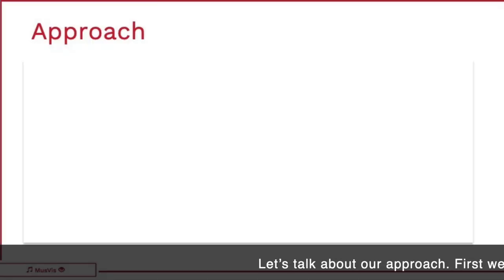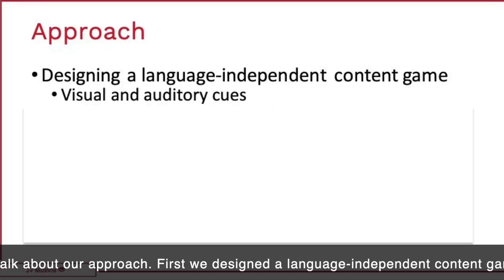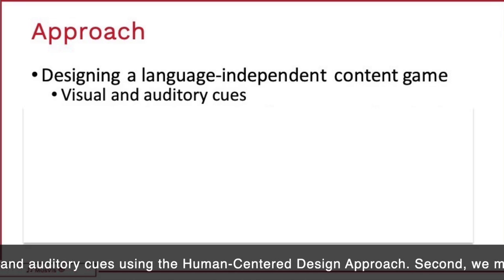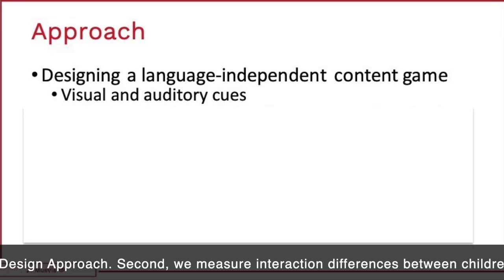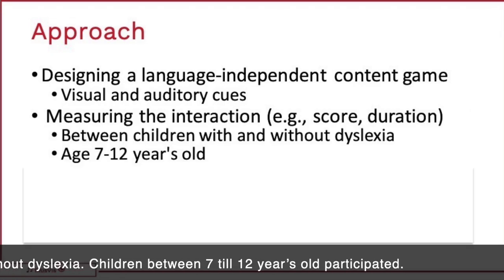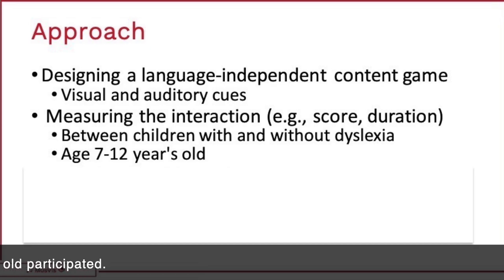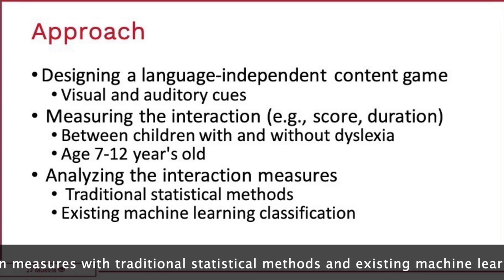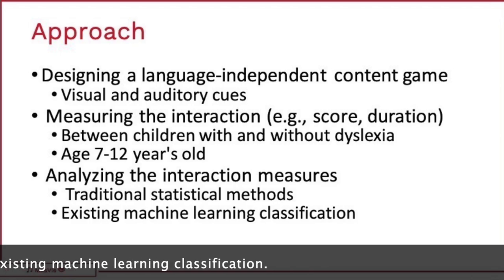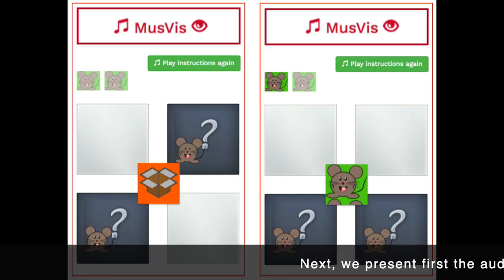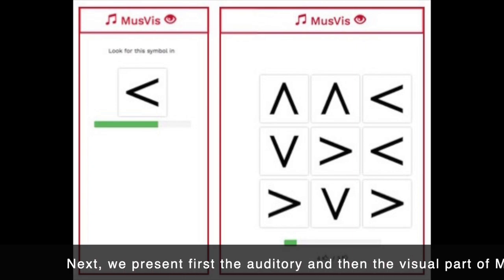Let's talk about our approach. First, we designed a language-independent content game with visual and auditory cues using the human-centered design approach. Second, we measured interaction differences between children with and without dyslexia. Children between 7 and 12 years old participated. Finally, we analyzed the interaction measures with traditional statistical methods and existing machine learning classification. Next, we present first the auditory and then the visual part of MoSwift.